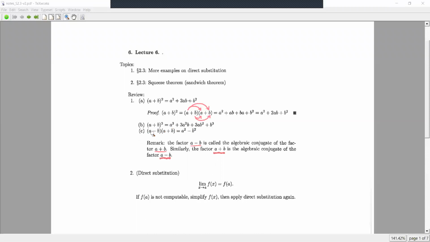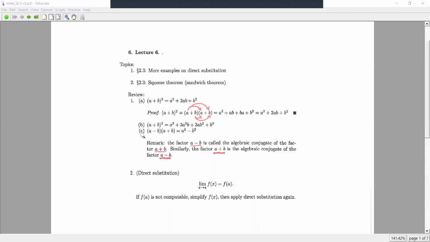Formula C, (a − b)(a + b) is equal to a² − b². To see this equation, expand the product by distribution. Then some cancellations. Then we have the right-hand side.